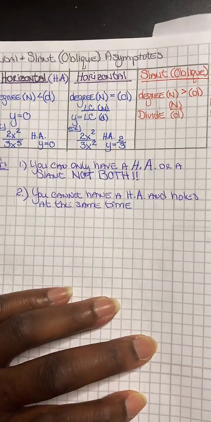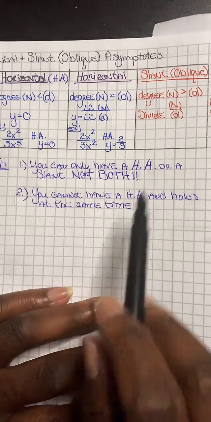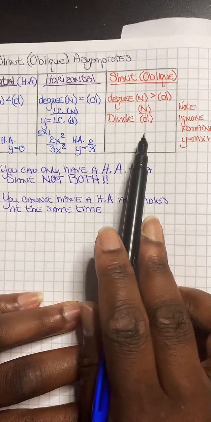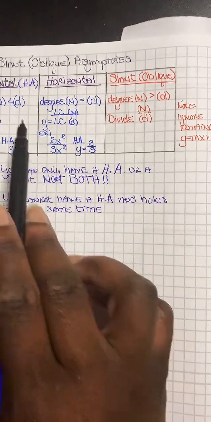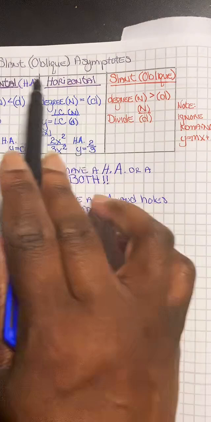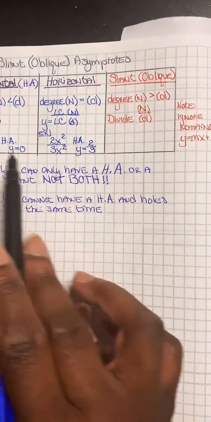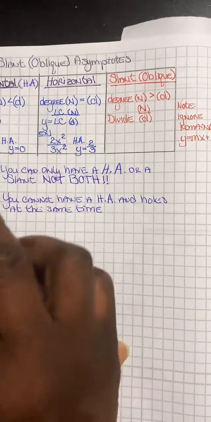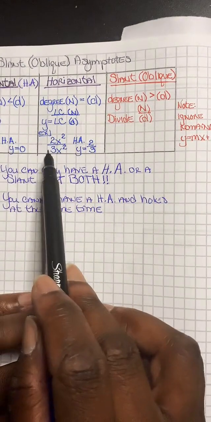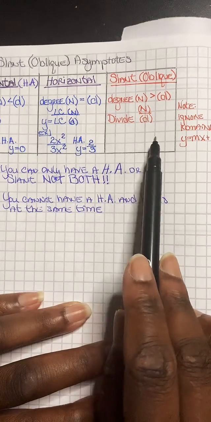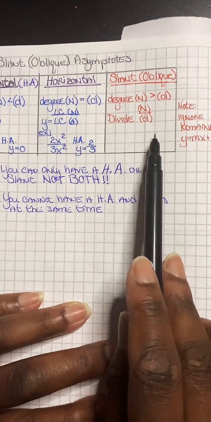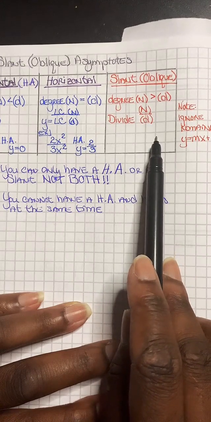Now, here's the thing. Remember we were talking about the holes back on the other page? Holes are going to come in connection with your slant. You're not going to see any holes, and I want to emphasize that, when you're dealing with the horizontal asymptote. Most of the time you're going to see them with the slant.